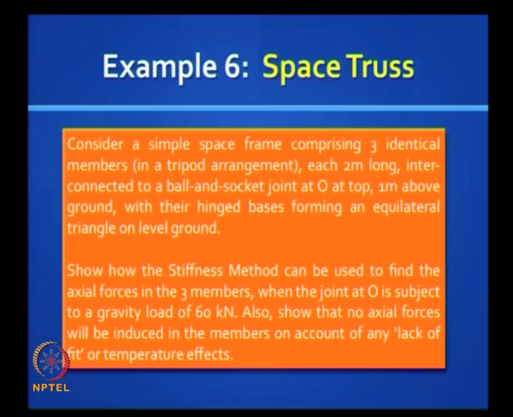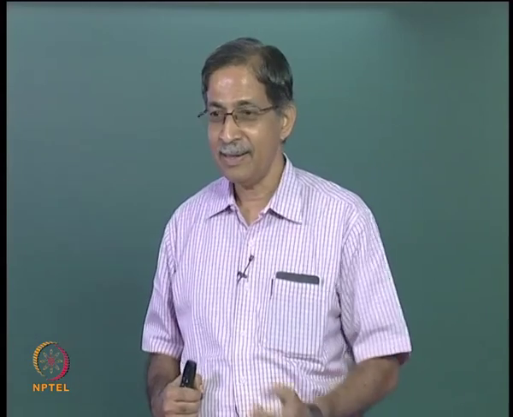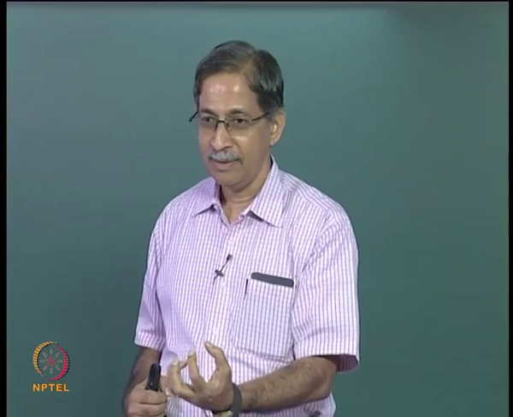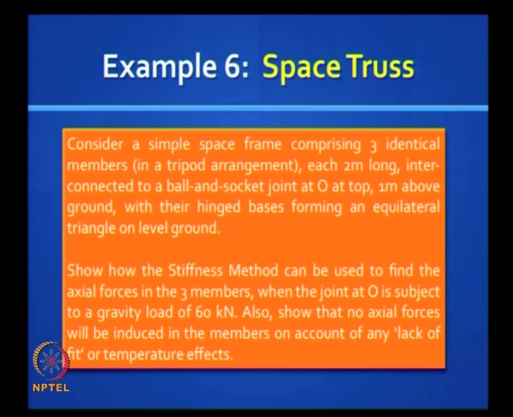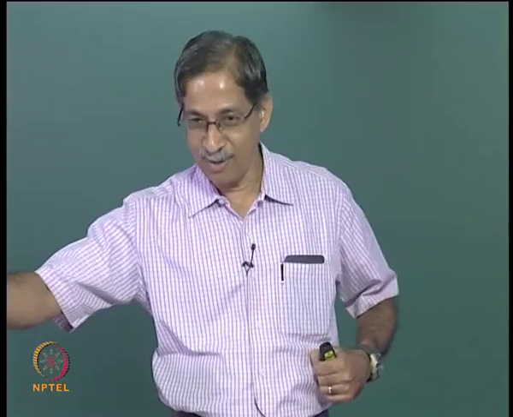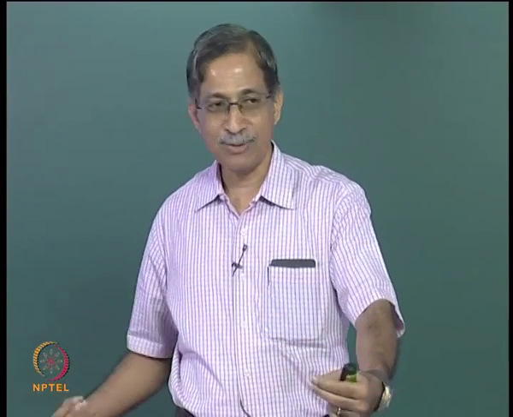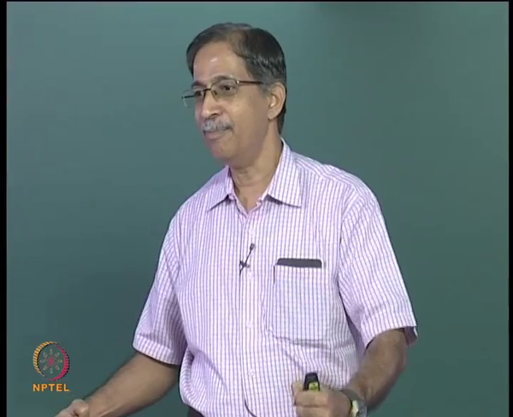So it has got 3 legs, let us say you keep it symmetrically, and you have got a weight hanging from the ball and socket joint at the top. Each leg is 2 meters long and interconnected to a ball and socket joint at O at top, 1 meter above ground, with their hinged bases forming an equilateral triangle on level ground. I have seen you people put some triangle there so that it does not move in the corners, when you use the theodolite. That is as good as providing a hinged base, otherwise you have to plant it firmly on the ground so that it does not move.